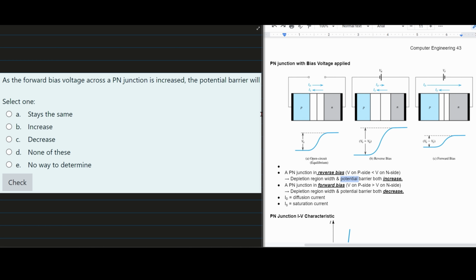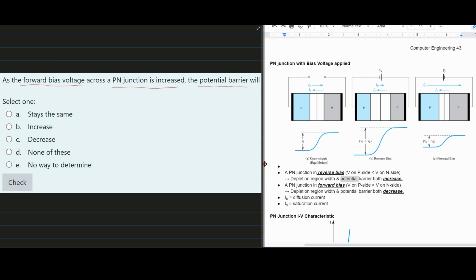So if we look at our problem again, there's a few main things that stand out. We have a forward bias voltage. So we know that we're going to be dealing with bias voltage, and we know that specifically it's going to be the forward bias voltage. It's across a PN junction, and it's increased. So across our PN junction increased, what's going to happen? And we have the potential barrier. That's another keyword. So when we look at here, we see that depletion region width and potential barrier both decrease.